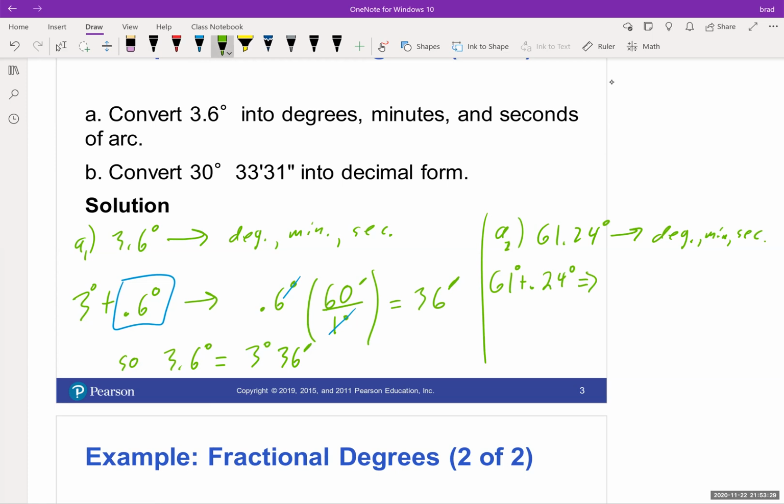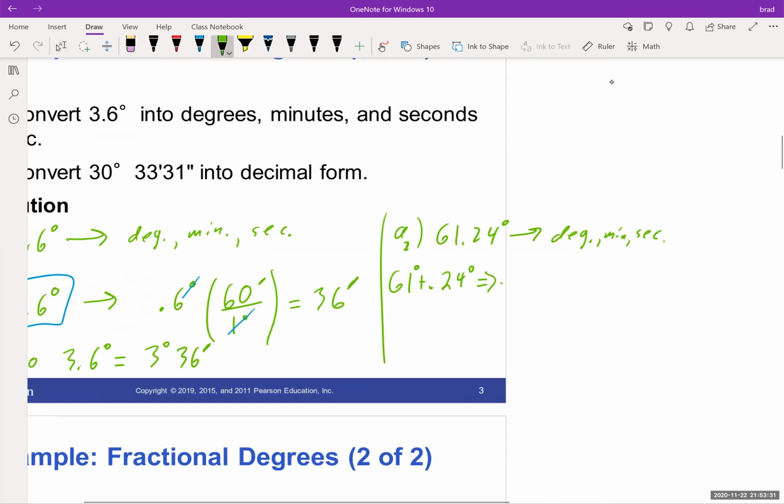Okay, so we're going to come over here and we're going to have our 0.24 degrees. We're going to multiply this by 60 over 1 degree once again. And this is going to be, let me get out my calculator. So I'm going to do 0.24 times 60. Okay, so this would be 14.4 minutes.